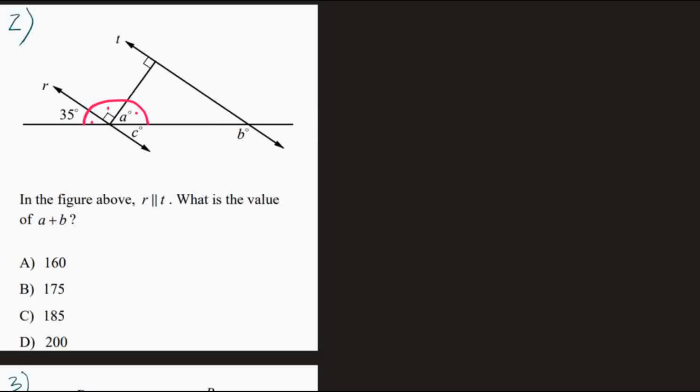Well, to get the value of A, we just write 35 plus 90 degree plus A equals 180. So 90 plus 35 is 125, plus A equals 180. Now A will be equal to 180 minus 125.